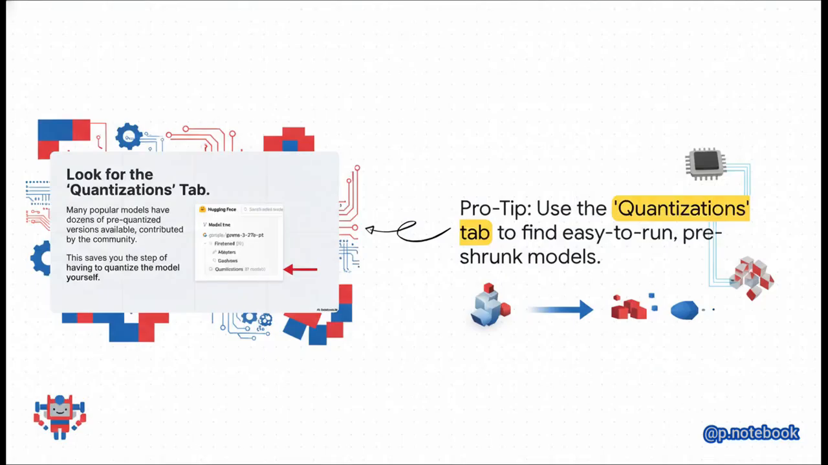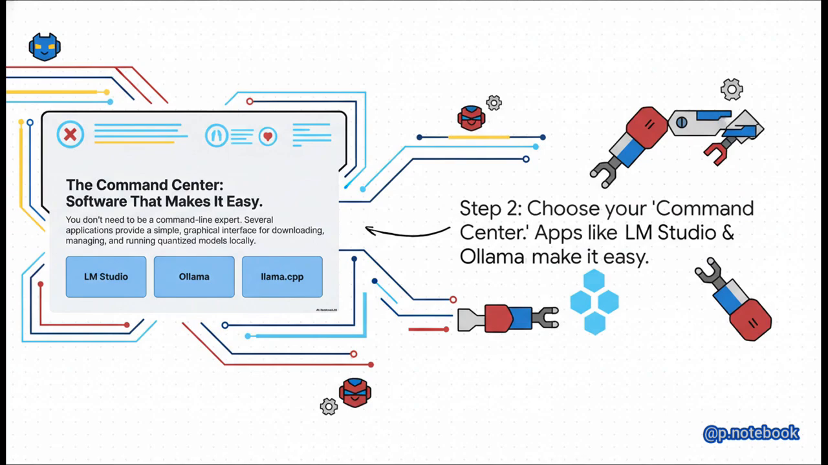And here's a little pro tip that's going to make this whole thing even easier. The open source community is just awesome. So for most of the popular models, you don't even have to do the shrinking yourself. Just look for a tab on the model's page that says quantizations, and you'll find tons of pre-shrunk versions ready to run. So once you have your model, you need a program to actually run it, your command center.